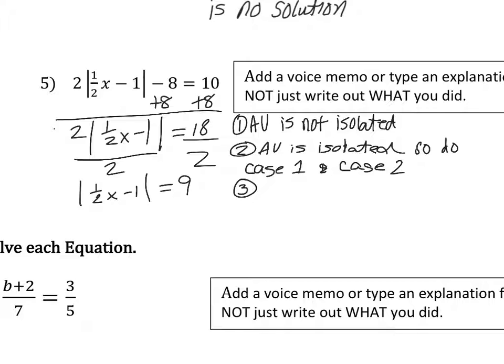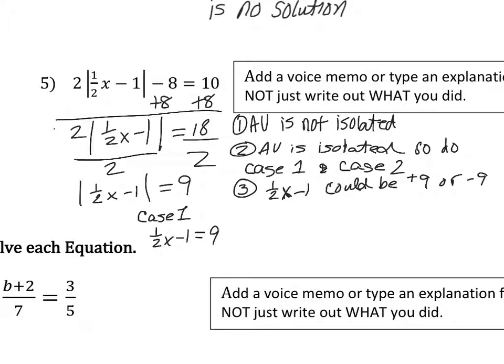Why are we doing a case 1 and a case 2? Because 1/2 x minus 1 could be positive 9 or a negative 9. So we're going to have to solve it for both potential outcomes. So I'm going to write my case 1 here. So they're out of jail. 1/2 x minus 1 is equal to positive 9. We're going to hope for a positive outcome.